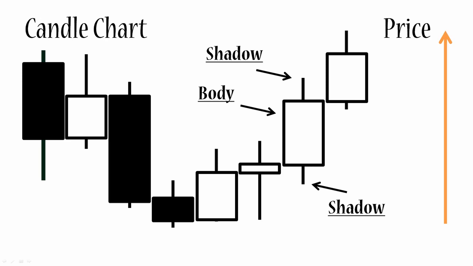The bottom of the body can represent either the open price or the close price. And the top of the body can represent either the close price or the open price as well. So how do you understand which one is which? Well, there's a general convention that hollow candles are bullish candles, meaning the ones going up, and filled candles are the ones that are going down, or bearish candles.